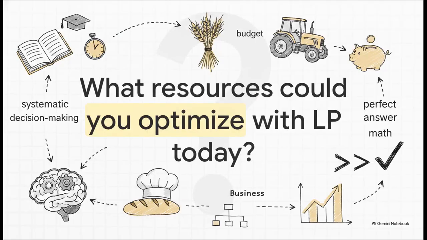So, we've broken down exactly how students, farmers, and bakers can systematically conquer their limitations. Now that you possess this incredibly powerful blueprint for systematic decision-making, what messy real-world problem are you going to optimize next? Think about your own time, your own budget, or even your own business. The math is literally just sitting there waiting to give you the perfect answer.